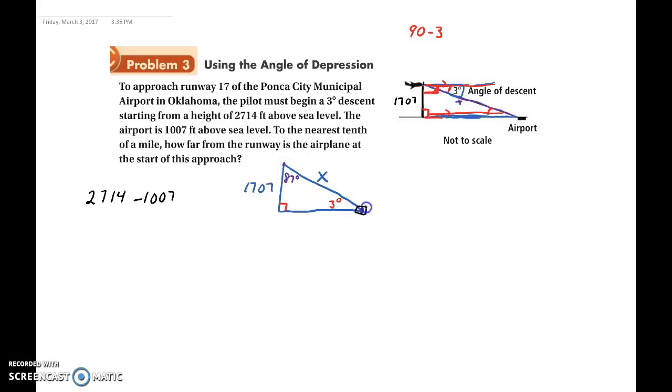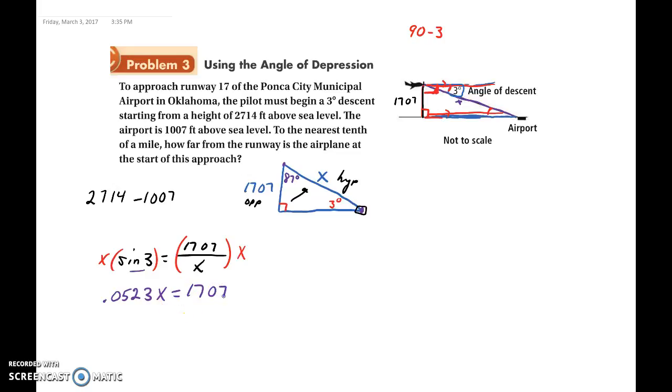So I'm going to highlight this angle here, and I'm going to say sine of 3 degrees, because this will be our opposite, and this will be our hypotenuse, is equal to 1,707 over x. All right, so now I will multiply each side by x, and I will plug sine of 3 into my calculator, so that will give me 0.0523x is equal to 1,707. I will then divide each side by 0.0523.